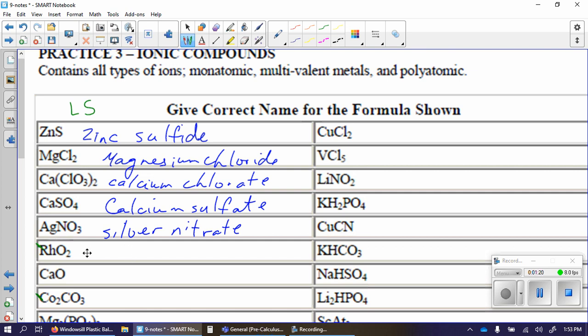Rhodium is a transition metal. So this is oxide. Oxide is -2. There's two of them. Two negative 2s are -4. So that means this must be +4. Calcium oxide.